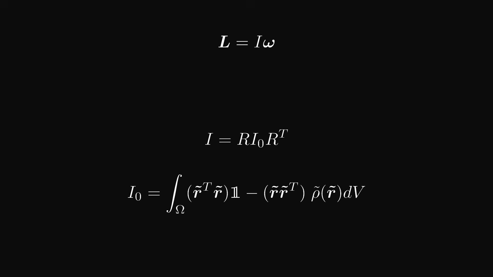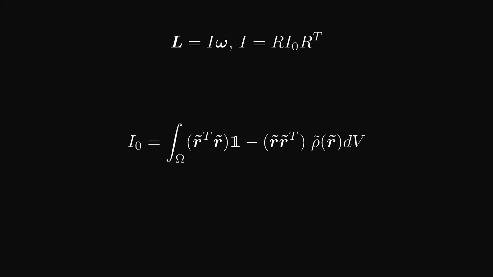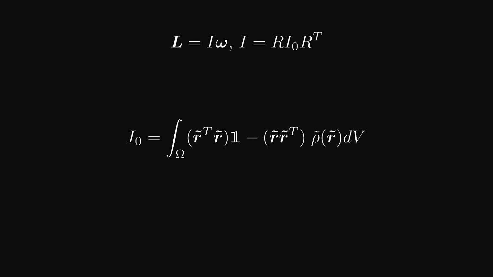But, and this is the good part about it, as we just derived, the integral doesn't need to be re-evaluated, which would be quite expensive. Instead, we can just use this formula here to get the rigid body's global inertia tensor at any point in time. Though of course, the initial inertia tensor I0 must still be computed.